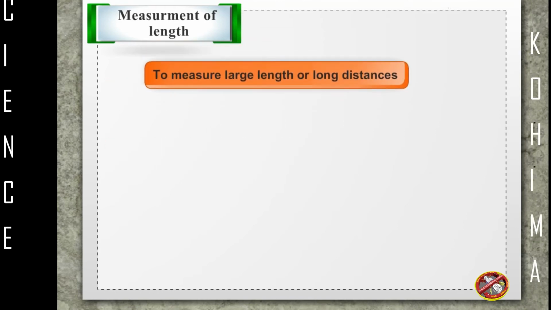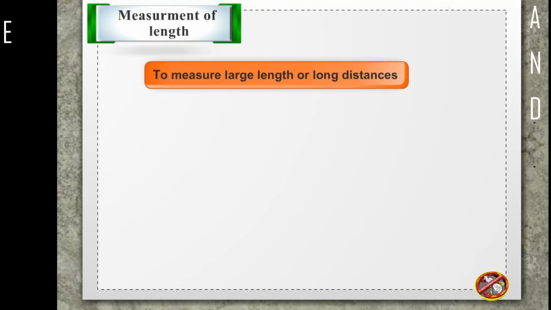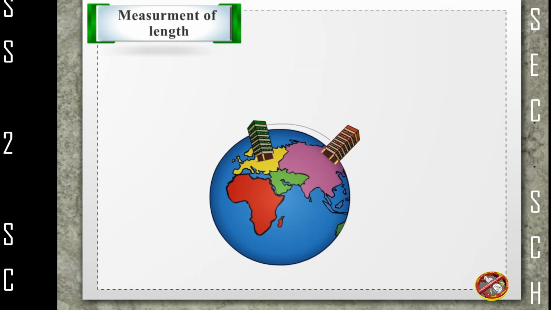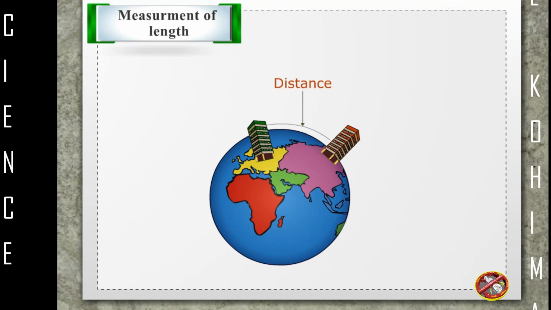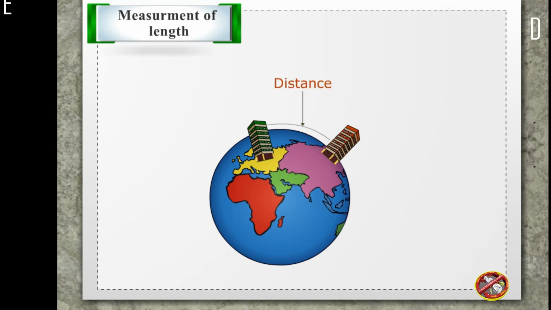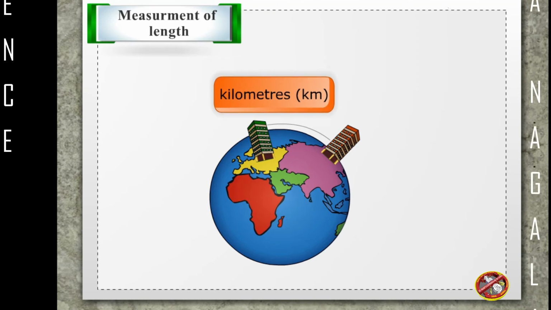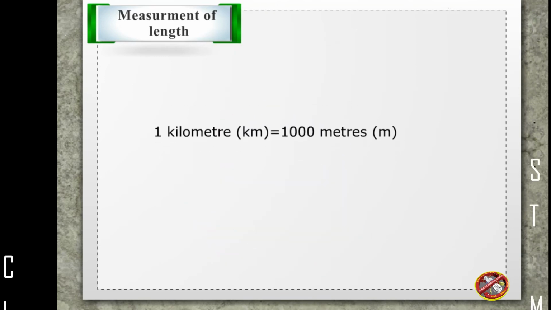To measure large lengths or long distances, the distance between two towns or two cities is very large. It is inconvenient to express such large distances in terms of meter. So, long distances are measured in kilometers. 1 kilometer equals 1000 meters.